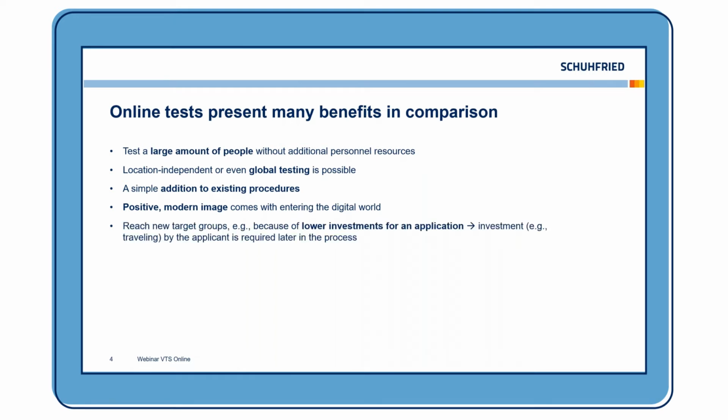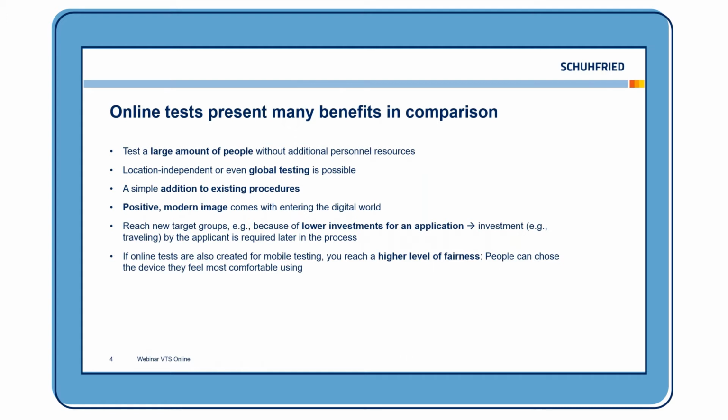You can also reach target groups you wouldn't have reached before. I talked about it before a little bit. There's a lot lower investment for an application, for example. People don't have to travel as far. People don't have to use up too much of their time for this first step, for a first screening. This higher investment is then delayed until later on in the process, where people might be much more invested and much more interested in actually coming by for on-site testing. So this is also a big plus, because you can reach people you would not have reached with standard procedures.